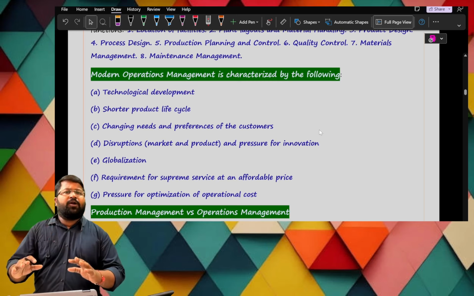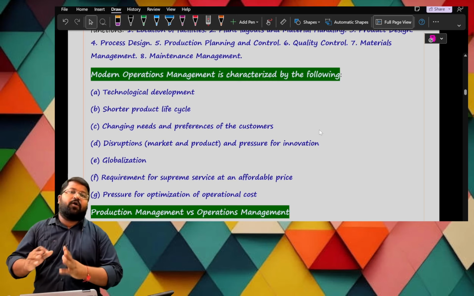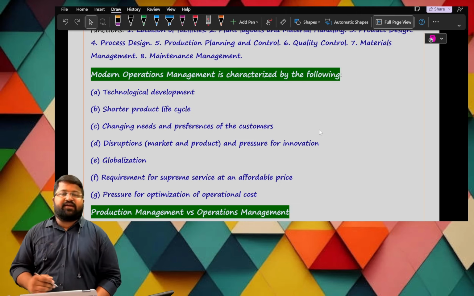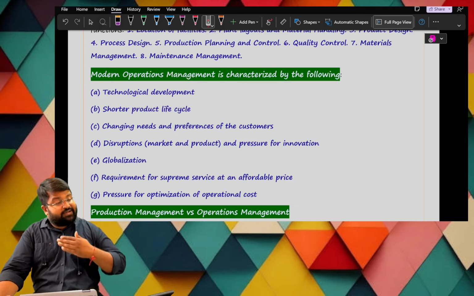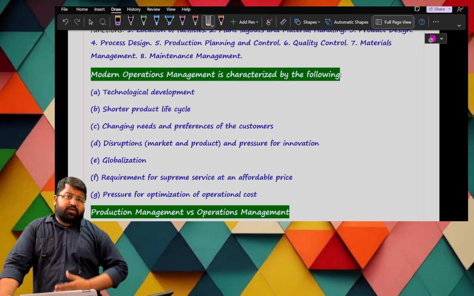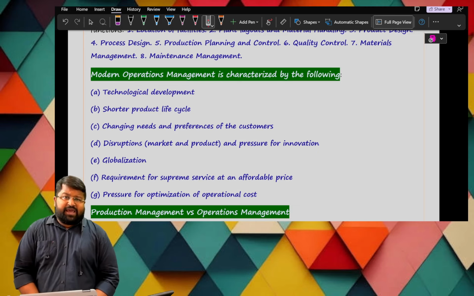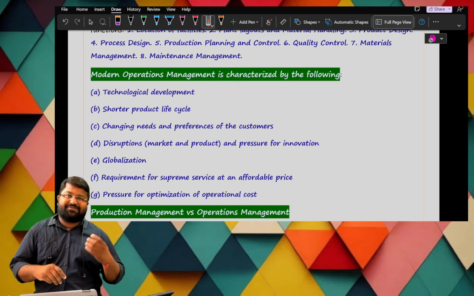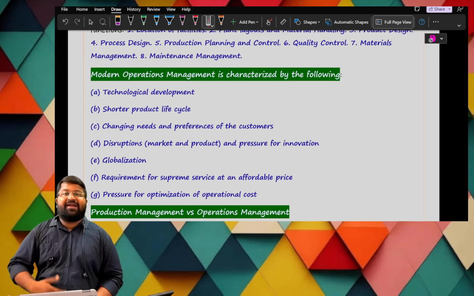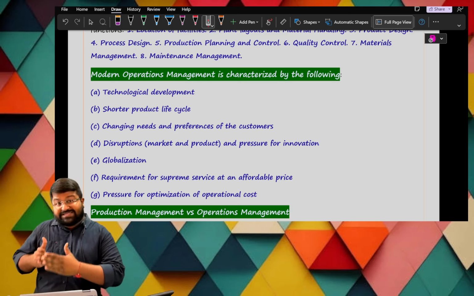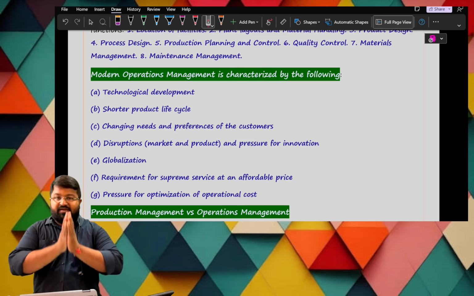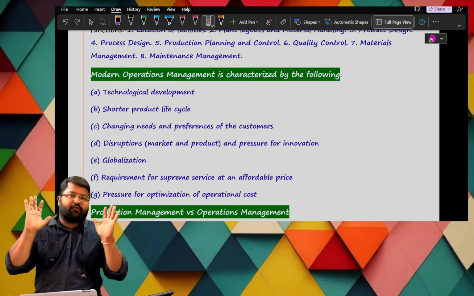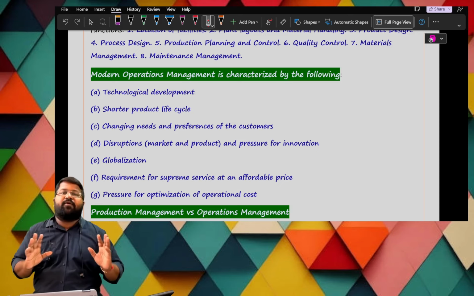Next, what is modern operations management? Our modern operations, the latest one, has the following characteristics. What is the first characteristic? Technological development. Technology is really developed when compared to before. Previously, we had a landline. Now we have a phone which is portable, but the landline was not portable. There has been drastic technological development, because of which we have a one-time solution, that is our phone. Everything we can get from our mobile phone.